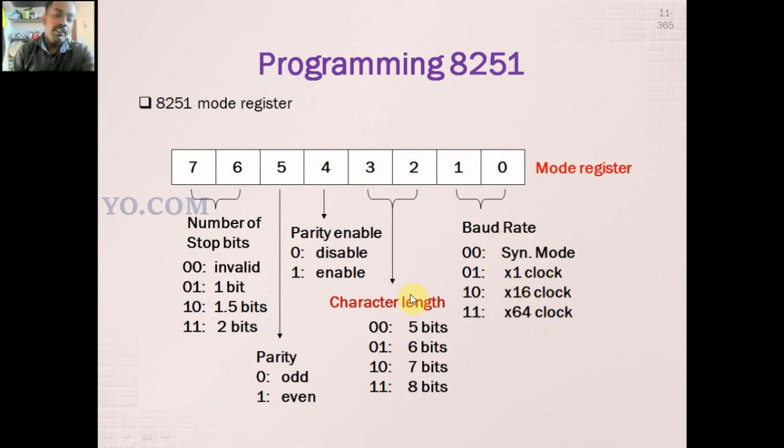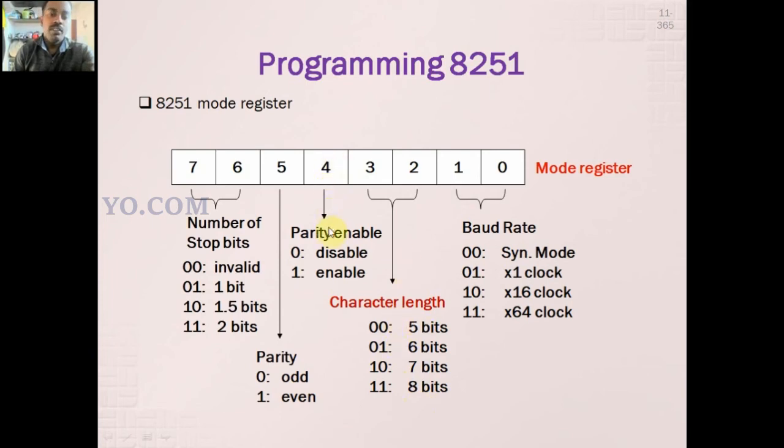Then character length: how many bits we are going to transfer. Character length is considered by 2 bits. 00 means the character length is 5 bits per frame. 01 means 6 bits, 10 means 7 bits, 11 means 8 bits. Mostly we select 11 because we are transmitting 8 bits per frame.